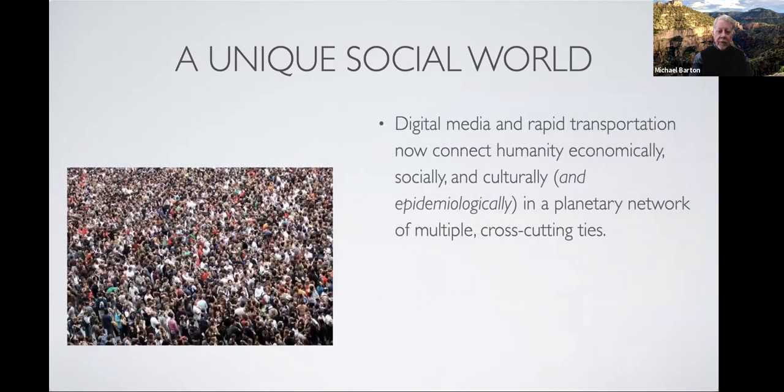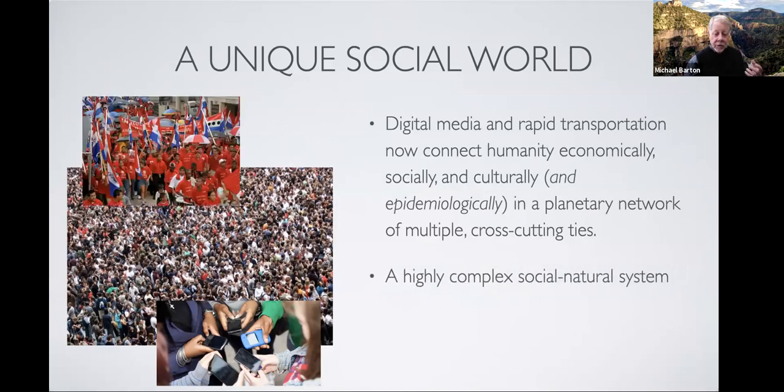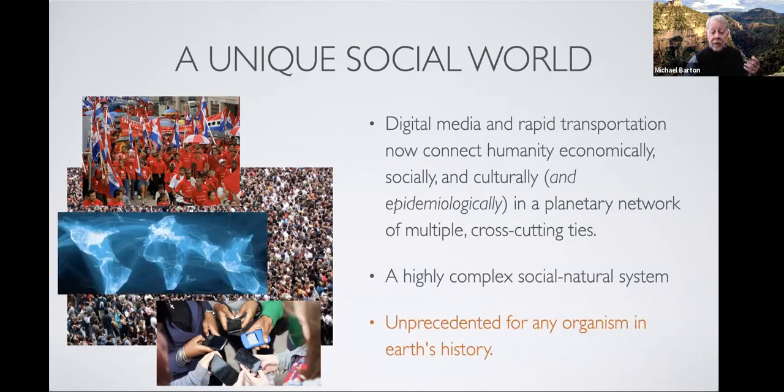This unique social world that we live in now, even more so, we've got digital media, rapid transportation. This connects all of us economically, socially, culturally, and as of course we've seen recently, epidemiologically, in this planetary network where you can be in one part of the world, but you have consequences throughout the world. The footprint of all of us, especially in first world countries, is global. And so we live in this network of telecoupled, cross-cutting ties that are social, economic, ecological, and geophysical. And so this social natural system is highly complex to a level that's unprecedented for any organism in Earth's history.